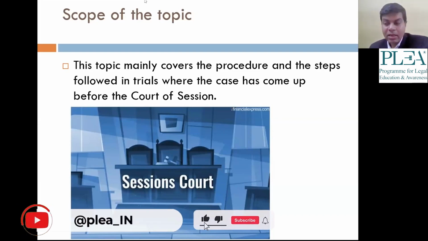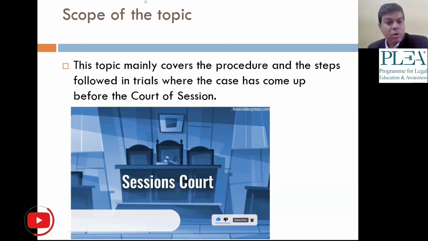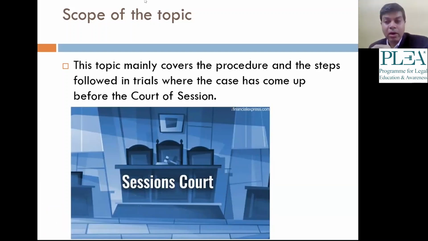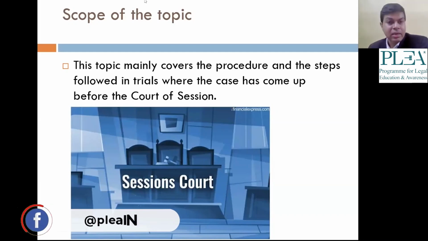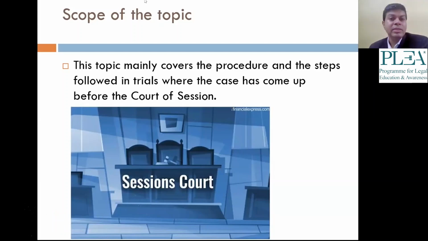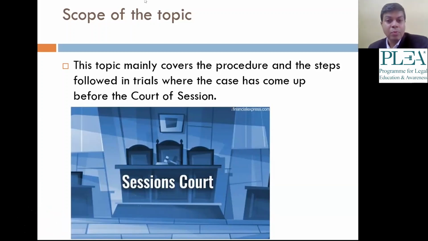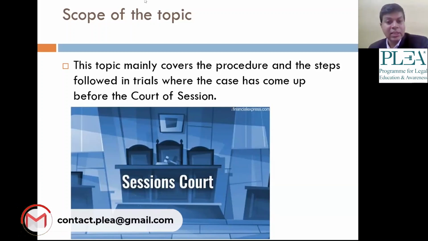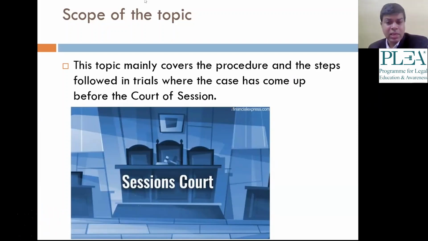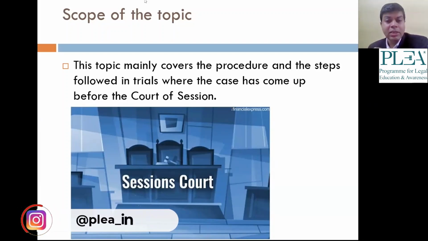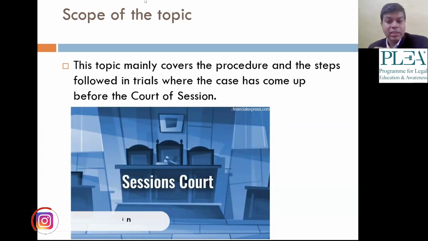In that case, an advocate can move an application before the court saying that the other accused, who have been wrongly made a party or wrongly prosecuted in this case, shall be discharged. And if the judge finds that there is no sufficient ground to proceed against the 2 other accused, then the judge can discharge them. And if the judge discharges them, then the judge has to record his reasons for discharging them.